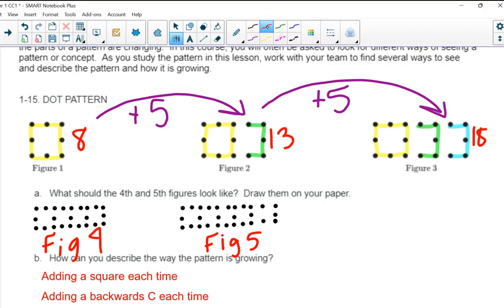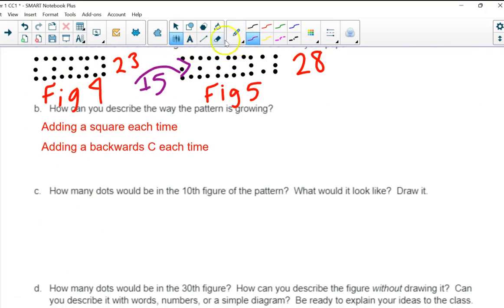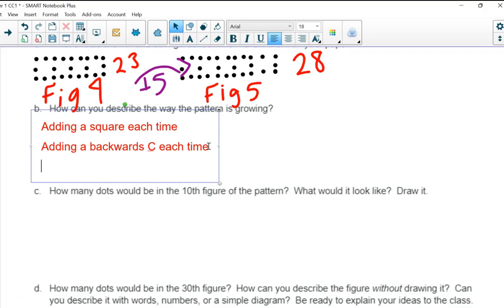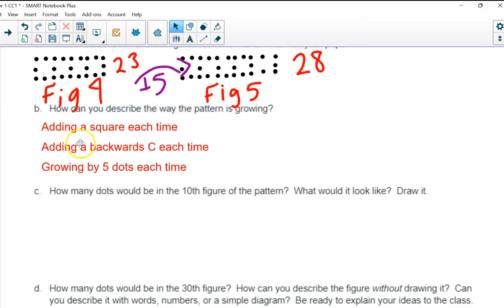And if you count the number of dots in figure 4, you'll see that that's 23. And in figure 5, that's 28. Okay, so again, still growing by 5. So you want to check a couple times to make sure it's going to happen each time, but this is consistently growing by 5 each time. So we could also say growing by 5 dots each time, okay, if we want to be more specific.